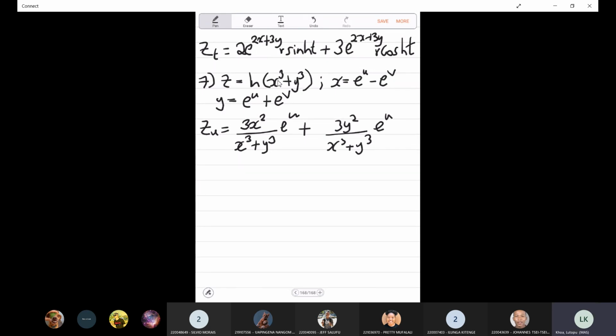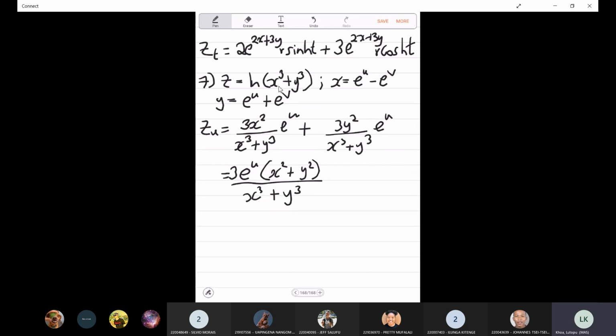Okay, you can write this as a single fraction because our denominators are the same, and even factor out e to the power of u if you like. So e to the power of u, 3x squared plus 3, or even factor the 3 out. So I have 3 times x squared plus y squared over x to the power of 3 plus y to the power of 3.